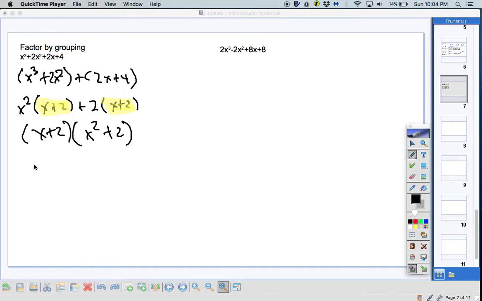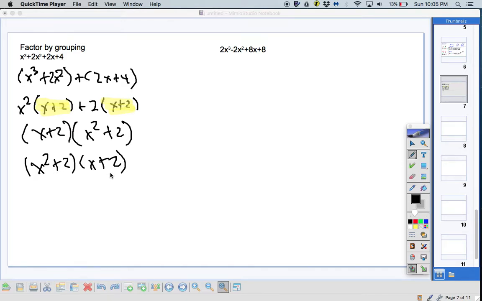And you can switch the order. It could also be x squared plus 2, and then put the x plus 2 at the end. That's okay. But these are your two factored terms. So you must have this thing that's in common. If you don't, then go try a different pair of numbers and see if you can do it. So that's the key thing for factor by grouping: you have to have something in common, and that brings out as one factor, and anything left behind becomes the other one.